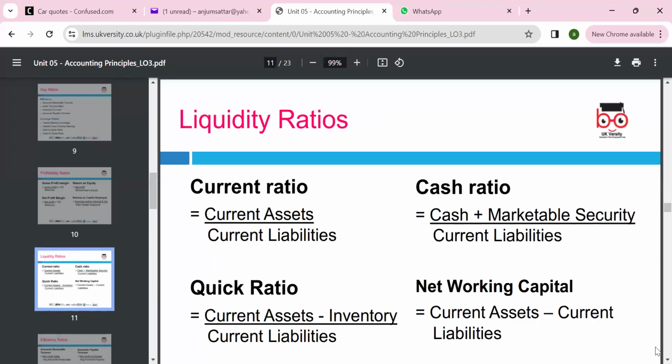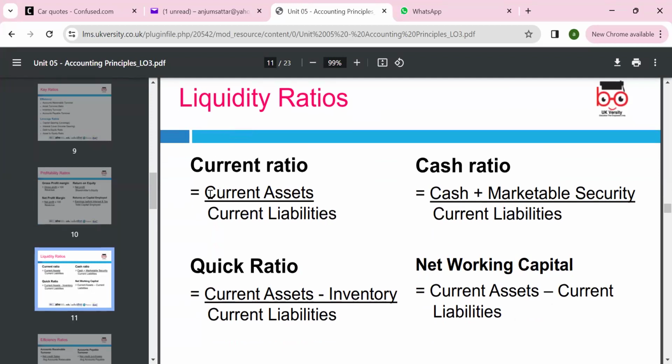Then we have assets. Current assets mean short-term assets. Asset means anything you own, anything that has value. Current assets are assets whose value keeps changing within 12 months, such as cash, receivables, inventories, prepaid expenses. These are all your current assets. Then we have current liabilities, liabilities which we need to pay off within 12 months, like overdraft and accounts payable. Accounts payable means if you buy things from suppliers on credit, that's known as accounts payable. So we say current assets divided by current liabilities.